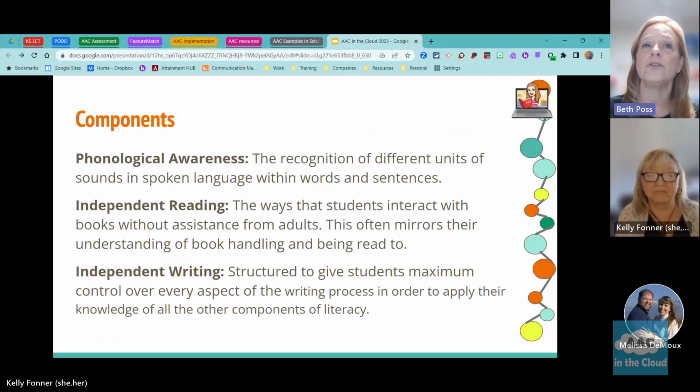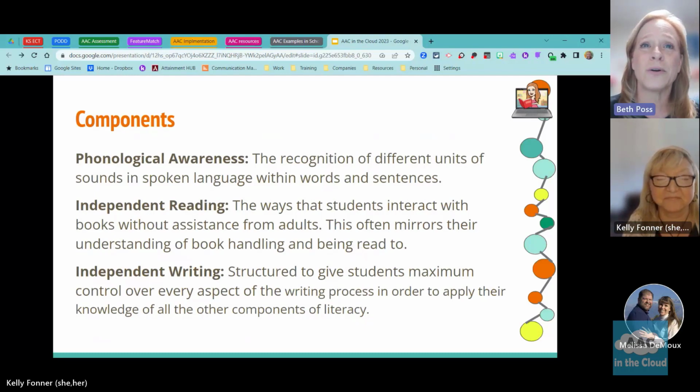Which leads into talking about phonological awareness, and that is the recognition of different units of sound in spoken language. And so that's the letters, the sounds of letters, the sounds of words, phrases, sentences, all of those sounds that are happening when we look at breaking apart a word. What are we hearing in that? It's also about rhymes and other ways that we are hearing language, right? That language is presenting itself, that written language is presenting itself.